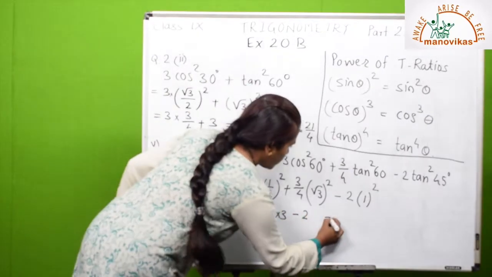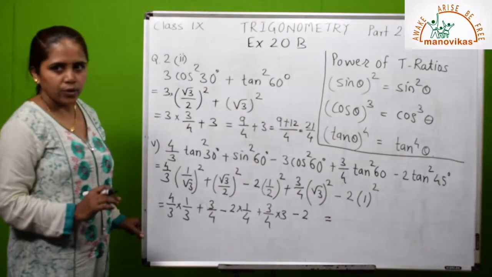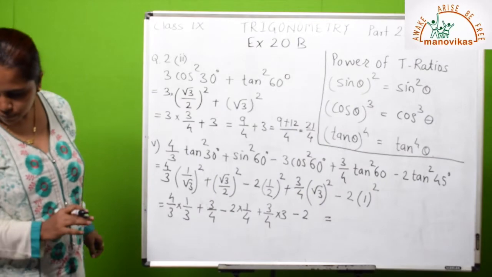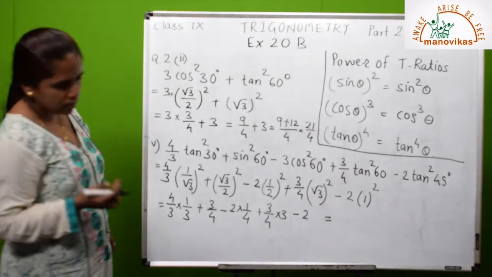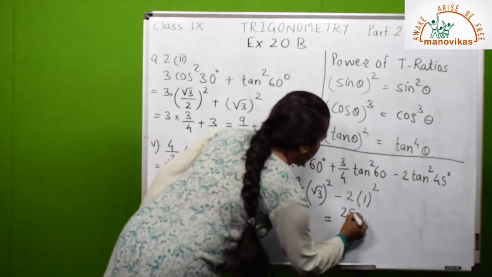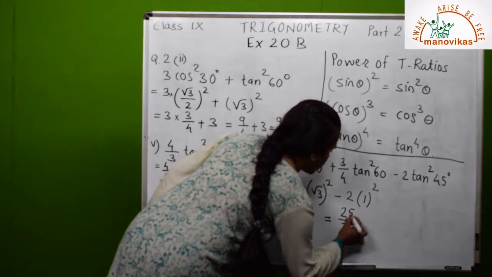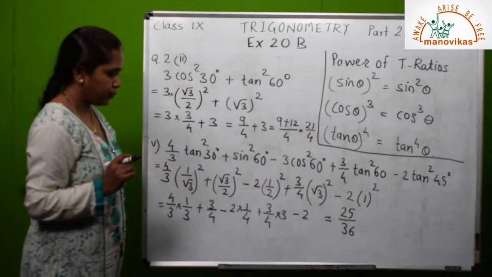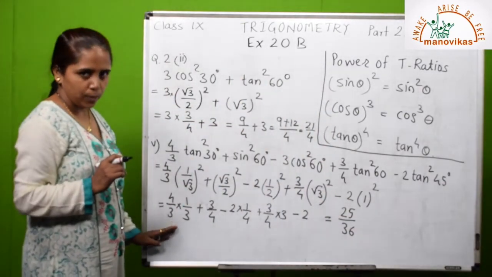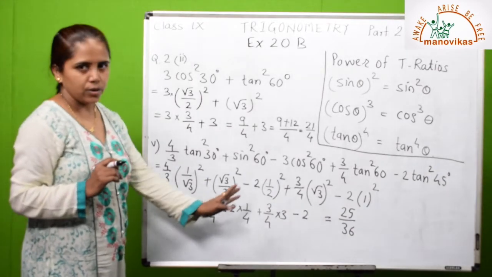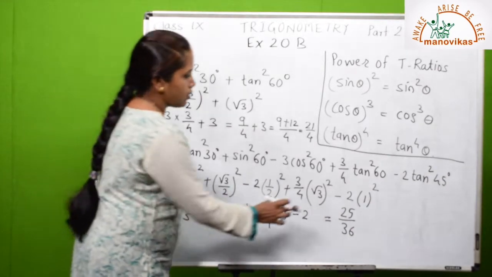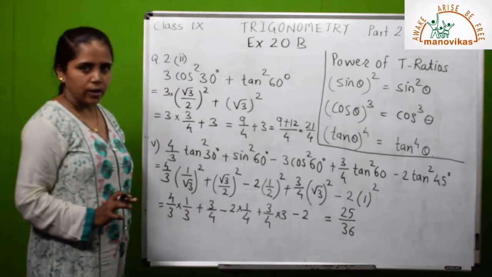Simplify this and you will get the answer as 25 upon 36. First do the multiplication and then addition, subtraction. You will get the answer as 25 by 36.